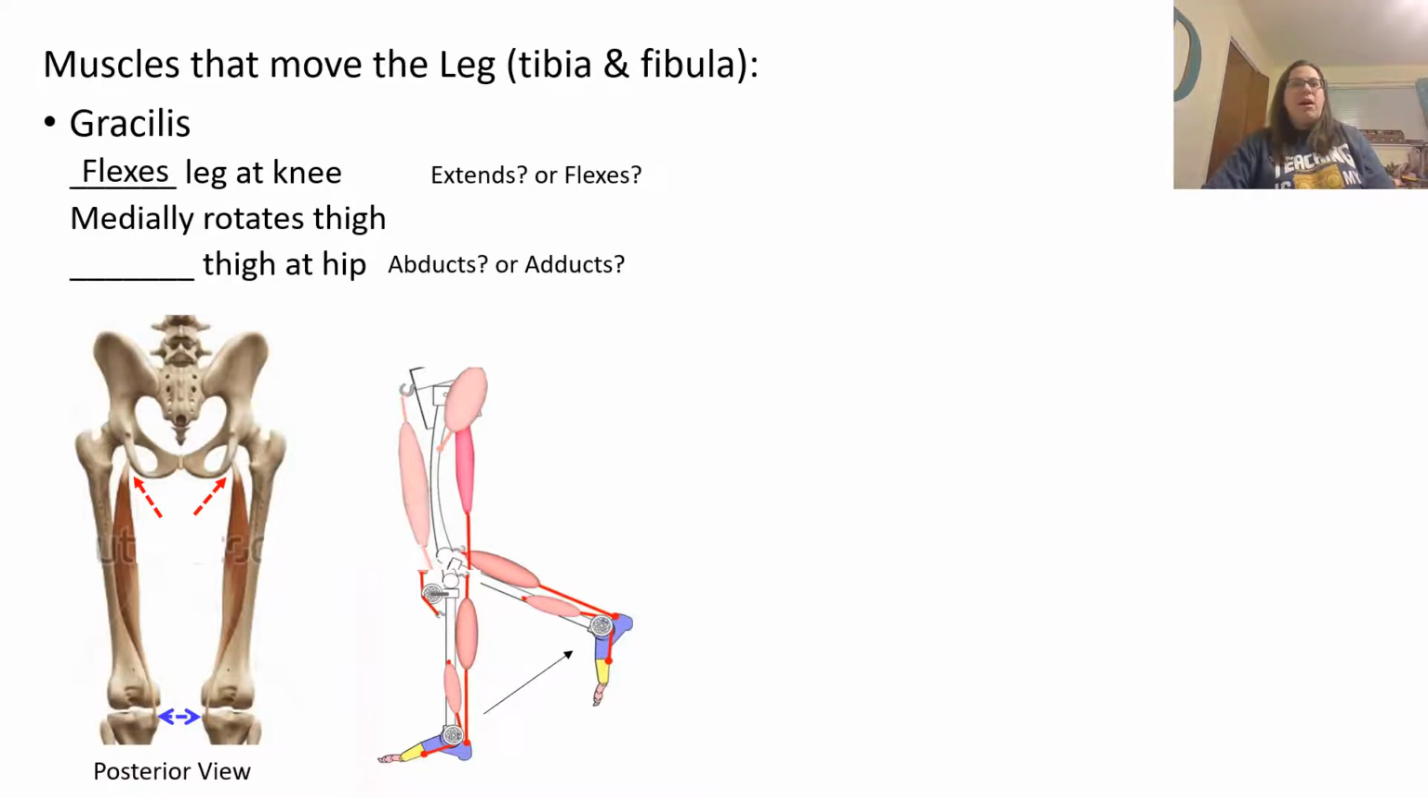So now let's talk about the muscles that move the leg, the tibia and fibula. The first one is the gracilis. It's going to help flex the leg at the knee. It's also going to help you medially rotate your thigh. And it's going to adduct the thigh at the hip, so being able to pull the leg inward towards the body. Okay, we talk about the gracilis, guys. This is that groin muscle. When somebody says, oh, I've pulled my groin, normally it's the gracilis that they're talking about.